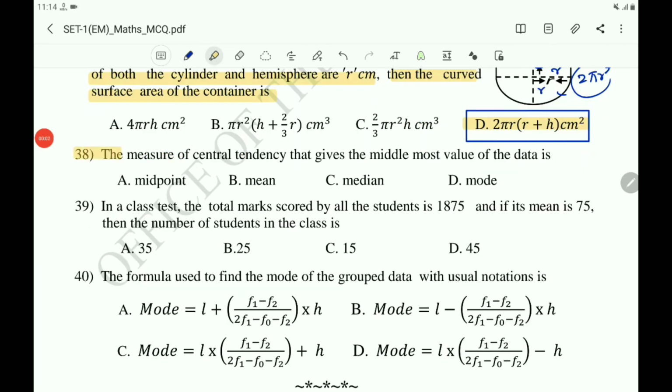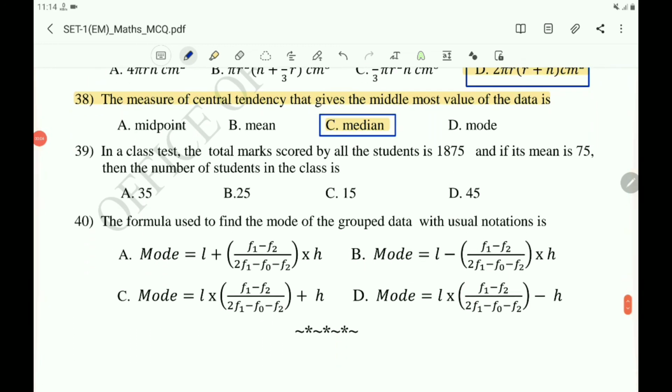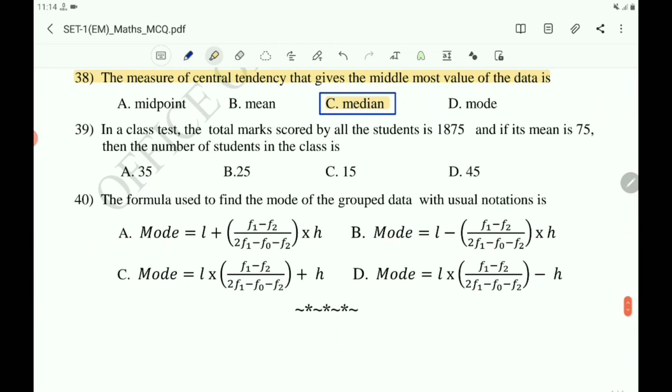Question number 38. The measure of central tendency that gives the middlemost value of the data is, you know that, median. Mean, median, mode are the three central tendencies, and median is the central tendency that gives the middlemost value of the data. So here option C is the answer. Which is the answer here? Option C is the answer. Then you take the question number 39.